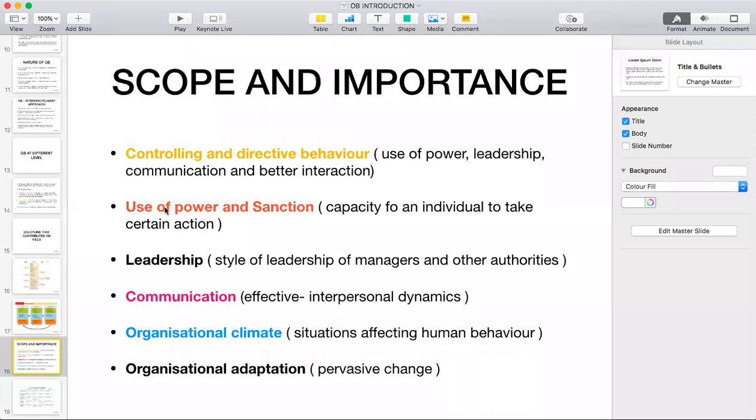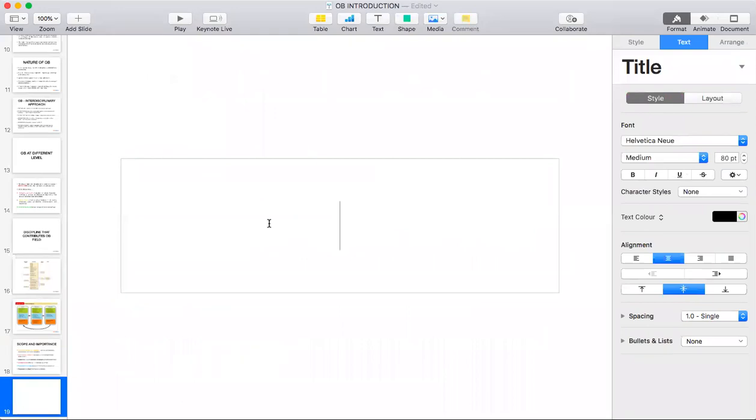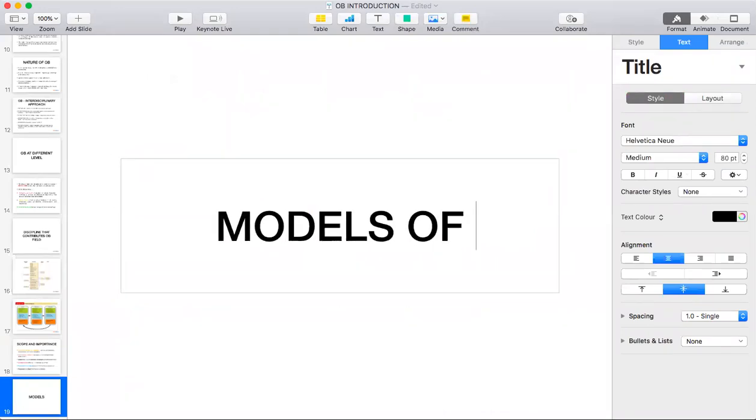Yes, friends, we can resume now. And now we'll start the next topic. I hope everyone has joined back. We'll discuss the models of organizational behavior, the next and important topic of our syllabus as well, that is models of OB.